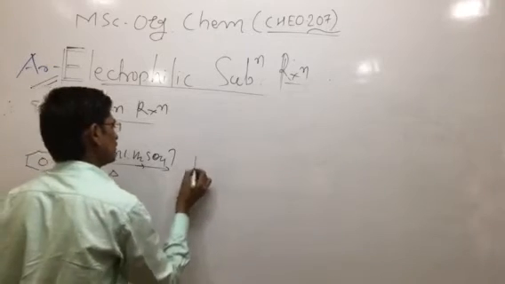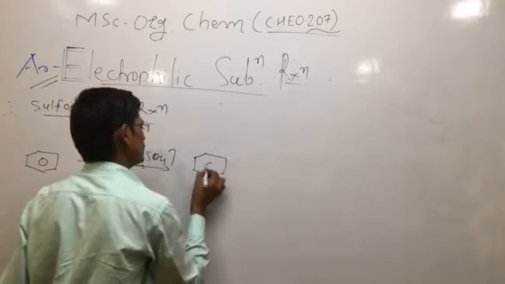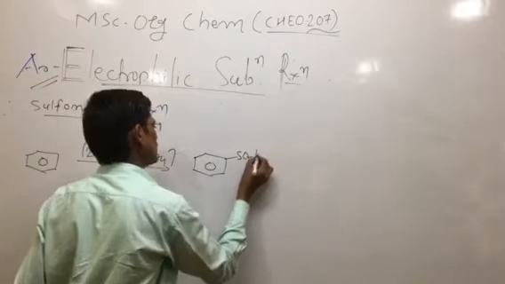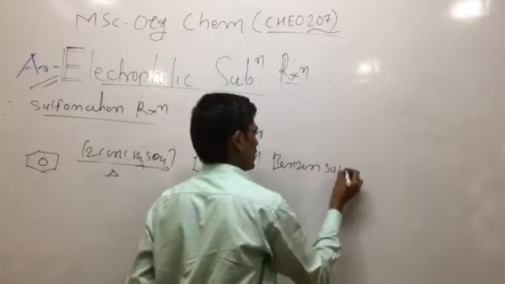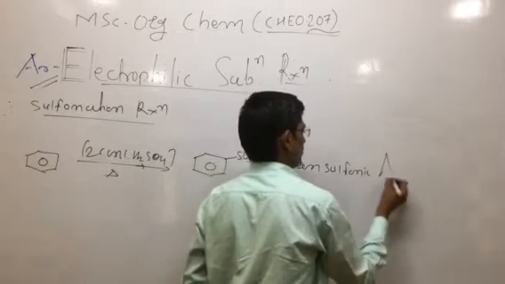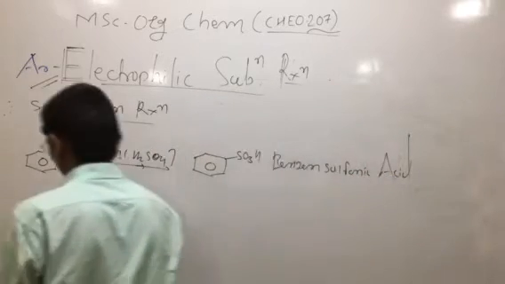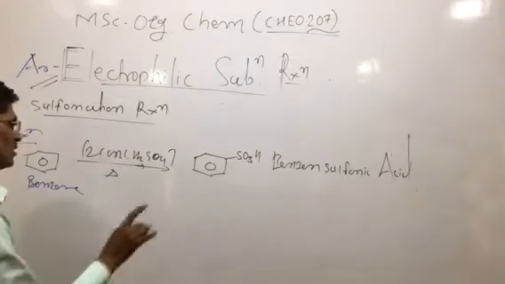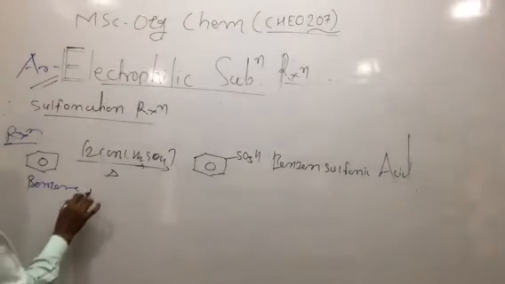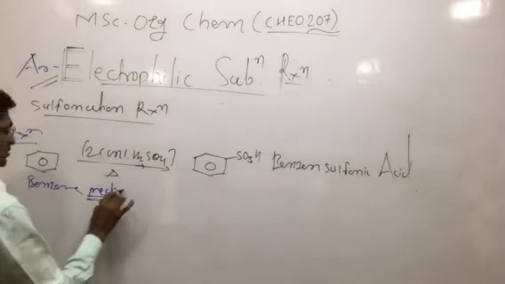Then what happens? The benzene nucleus is retained as it is with an SO3H group attached. This is called benzene sulfonic acid. This is the formation of benzene sulfonic acid from the starting reactant molecule benzene, as part of the sulfonation of benzene. So what is the mechanism of this type of reaction?